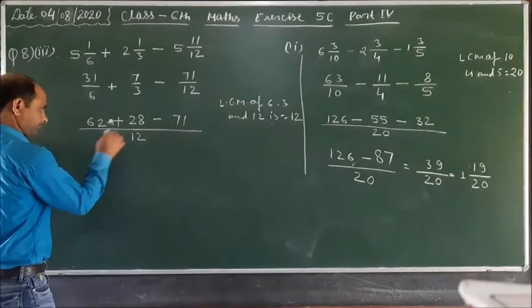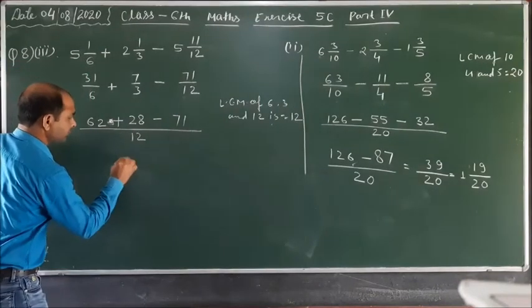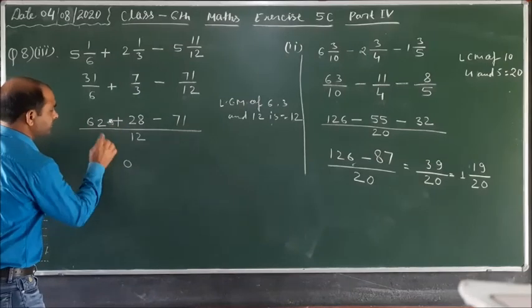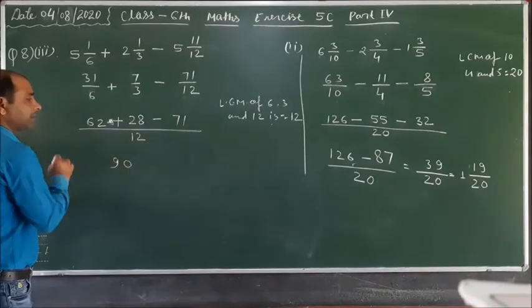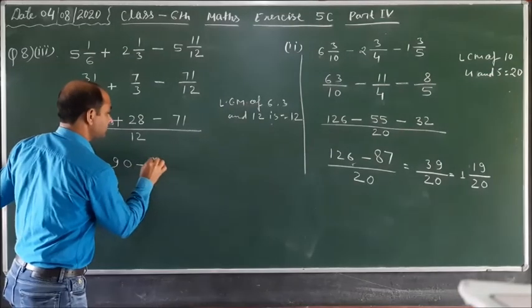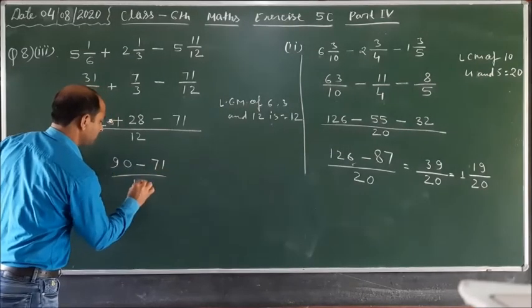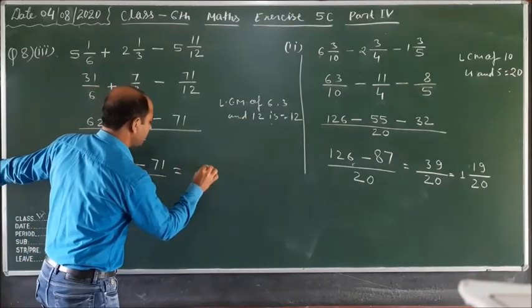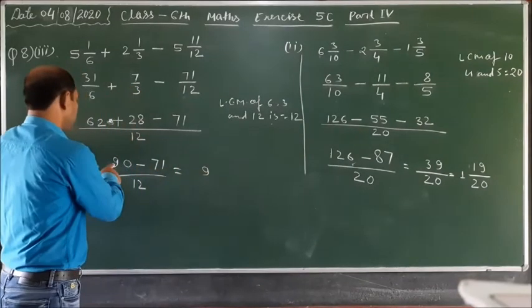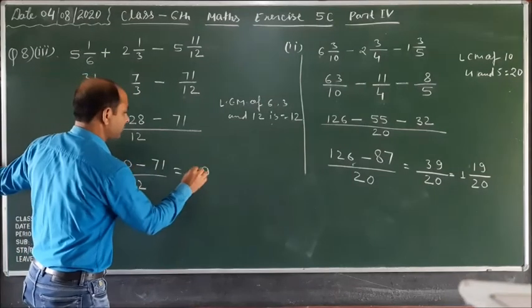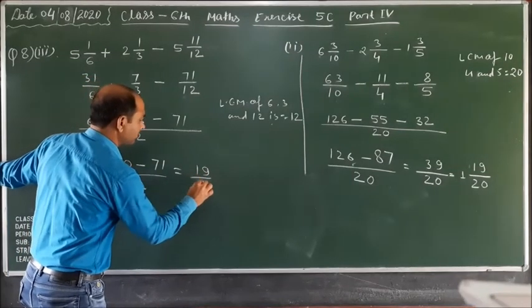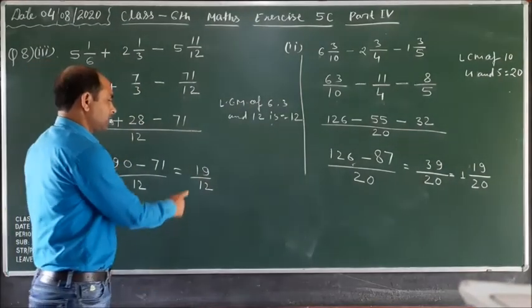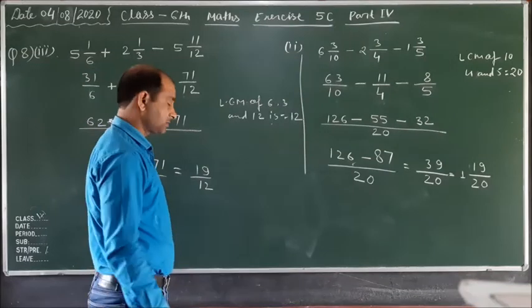Now 62 plus 28 is 90, minus 71 upon 12. 10 minus 1 equals 9. Now 8 minus 7 equals 1 upon 12. Okay? Now change into the mixed fraction.